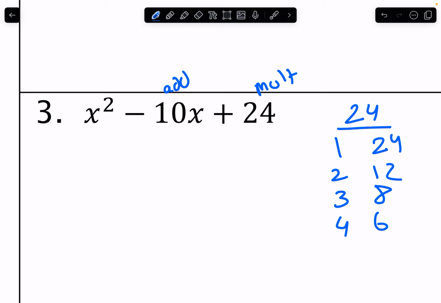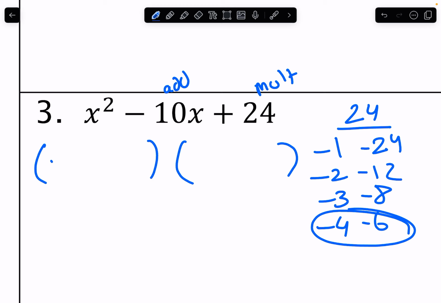We want to multiply to a positive and add to a negative. To multiply to a positive, we either need two positives or two negatives. If we're trying to add to a negative, they're both going to have to be negative. So our pairing that's going to work here is -4 and -6. We set up our binomials here, with a -4 and a -6.